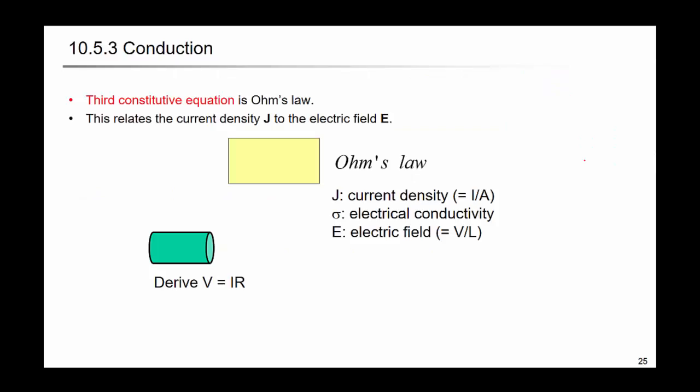Conduction. The last one is the conduction. Conduction is how freely the charge can move inside the conductor, right? So Ohm's law defines the current density as equal to electrical conductivity times the electric field.